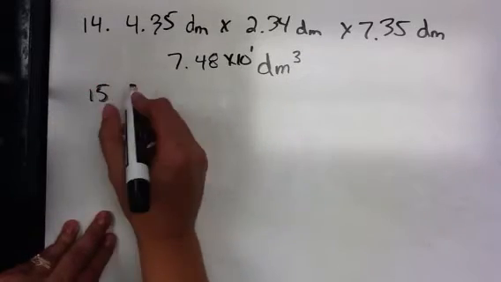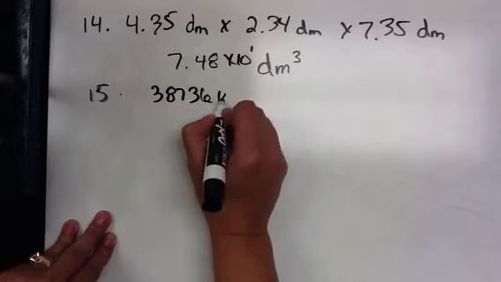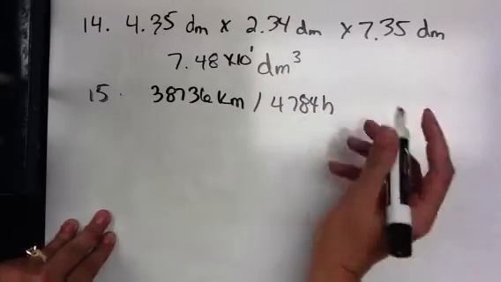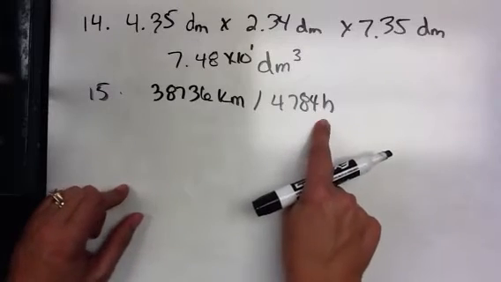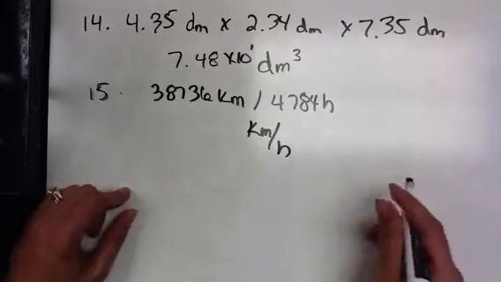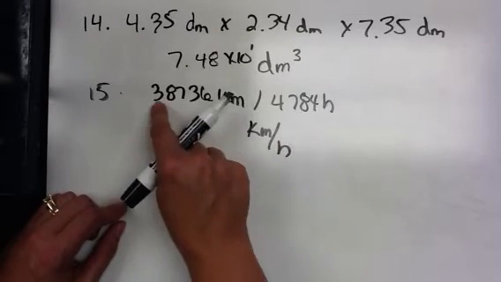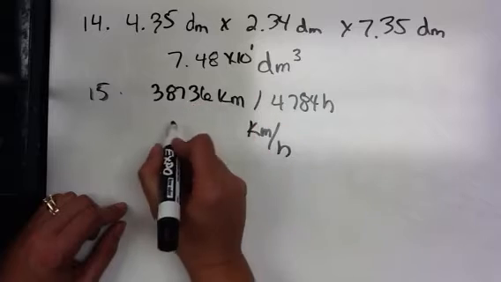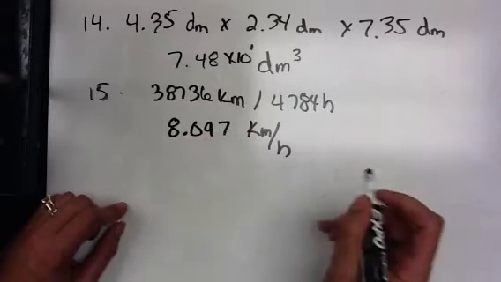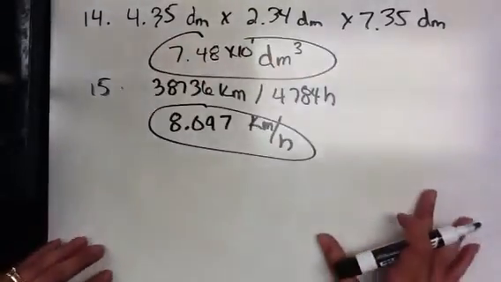All right, number 15. We're taking 38736 kilometers divided by 4784 hours. Okay, first thing, notice kilometers over hours, nothing's going to cross off, so my label is kilometers per hour. Okay, divide this out, and I'm dealing with 1, 2, 3, 4 sig figs, 1, 2, 3, 4, 5 sig figs, so I'm going with 4. I'm going to get 8.097 kilometers per hour for my answer to number 15.